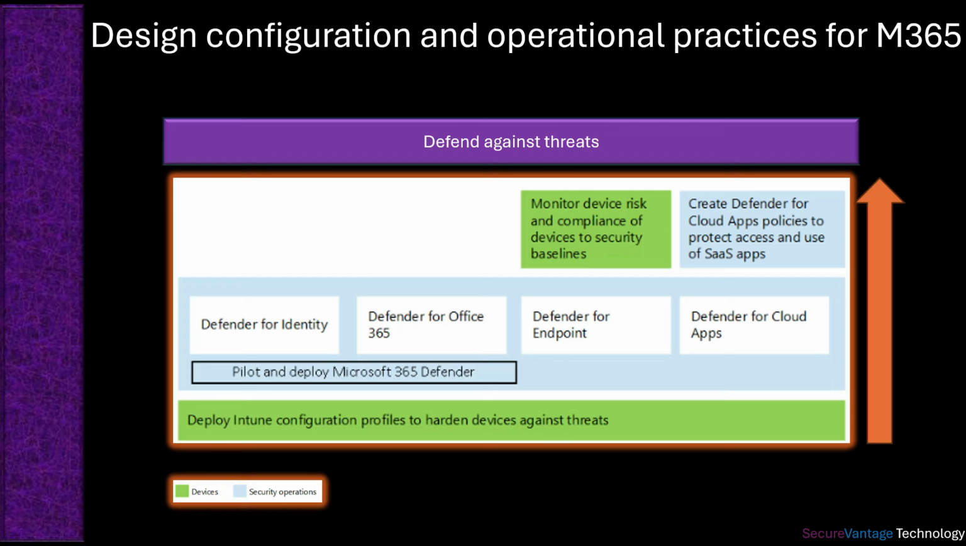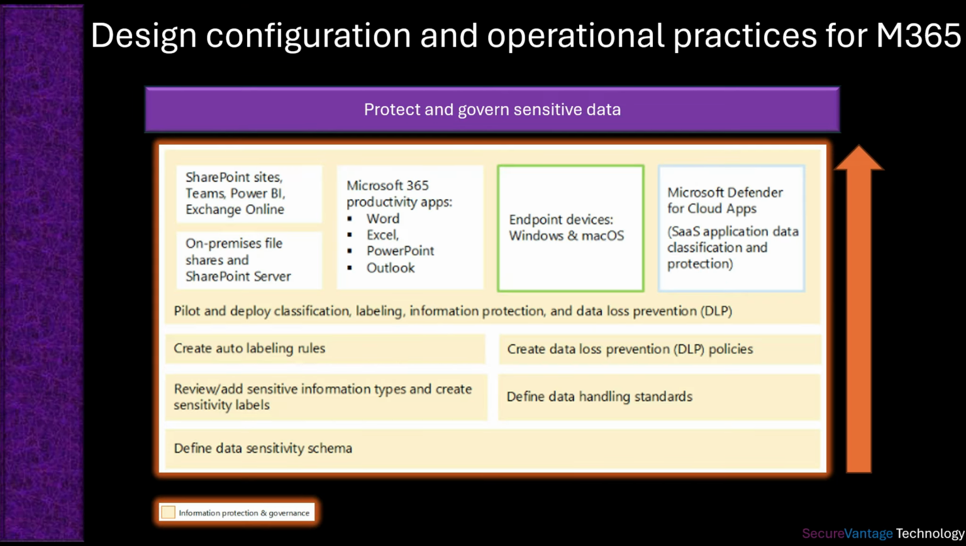By following these practices, you create a robust defense against threats within Microsoft 365, ensuring that devices are hardened, identities are protected, and SaaS applications are used securely. This comprehensive approach to threat management reduces the risk of breaches and helps maintain the integrity and security of your organization's data and resources. Protecting and governing sensitive data within Microsoft 365 requires a structured approach to data classification, labeling, and enforcement of data handling policies.